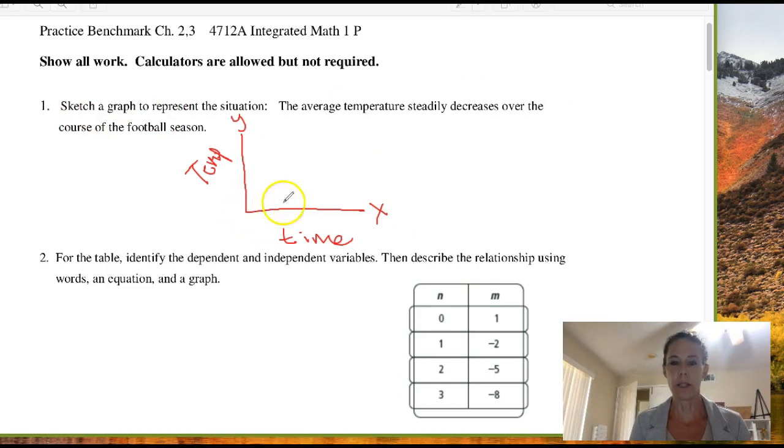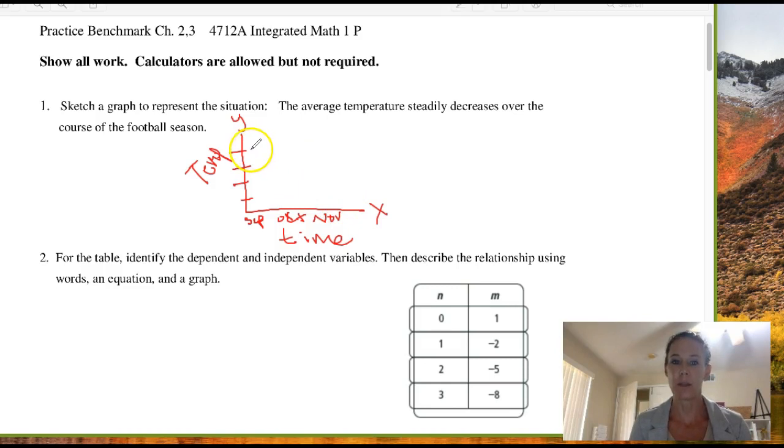So as time goes on, if the football season starts in September, then October, then November, over time, as the end of the football season comes, the temperature is going to start decreasing, especially in Southern California. In September, the temperature can be in the 90s, and then by November, your average daily temperature is usually in the 70s, sometimes 60s.